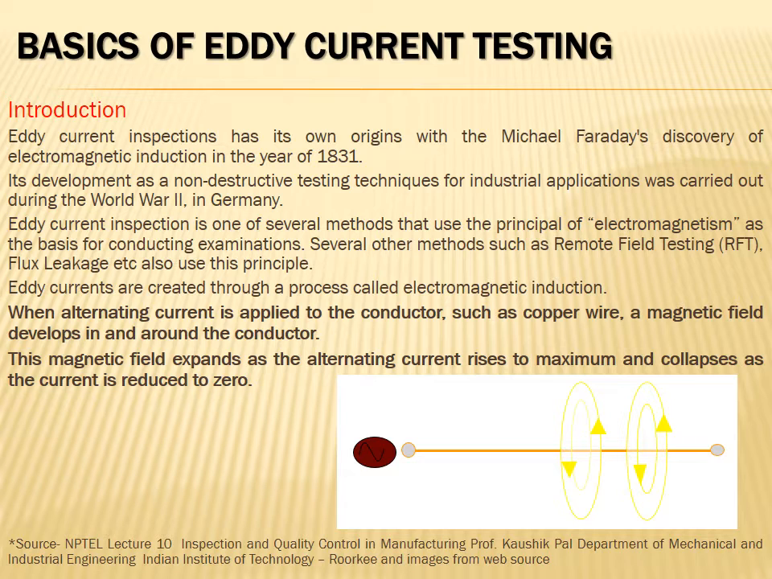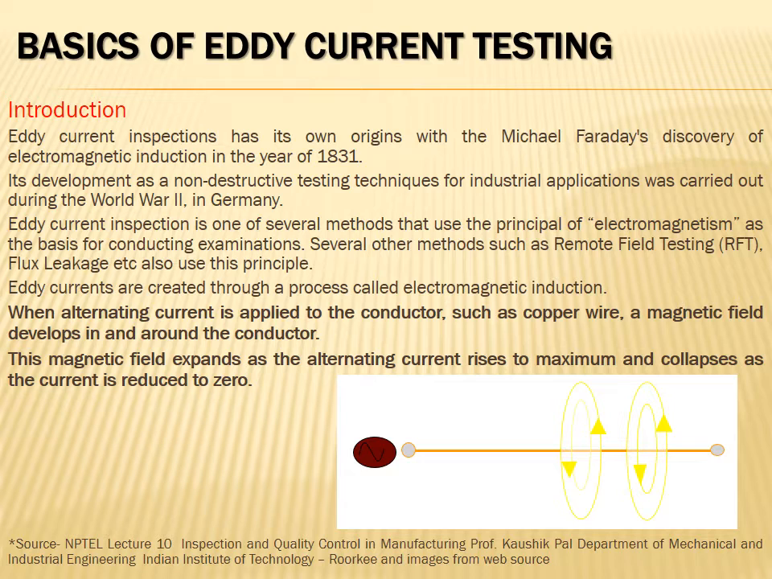Several other methods such as remote field testing and flux leakage also use this principle. Now we are going to move toward the principle of that particular testing. Eddy currents are created through a process called electromagnetic induction. When alternating current, as you see in that picture in the slide, is applied to a conductor such as copper wire, a magnetic field develops in and around the conductor, as you saw in that figure.